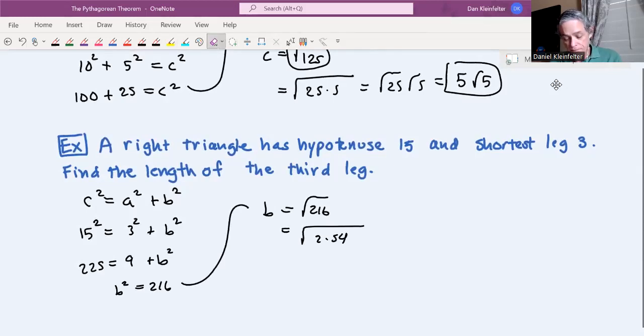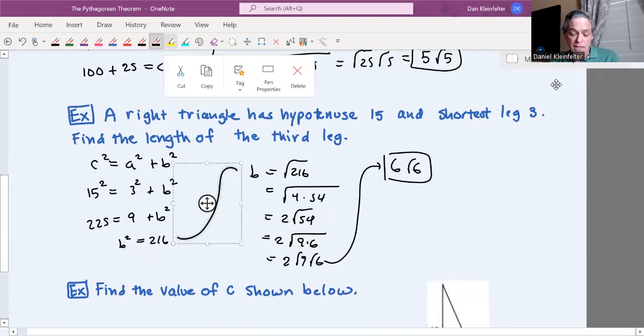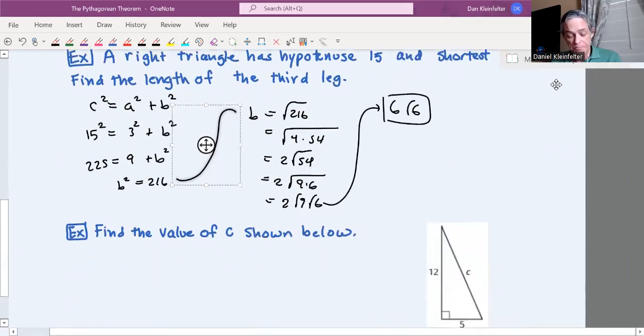That's not helpful. 216 is 4 times 54. That's 2 square roots of 54. We can do better than that because 54 has a factor of 9 in it, right? That's 9 times 6. 2 root 9 root 6. That'll be 6 square roots of 6. Or maybe you can just leave it as the square root of 216.